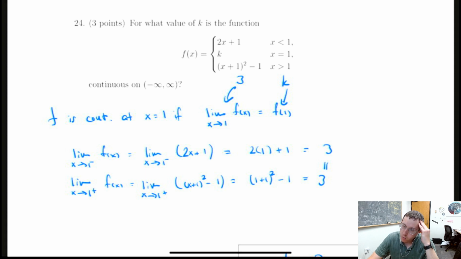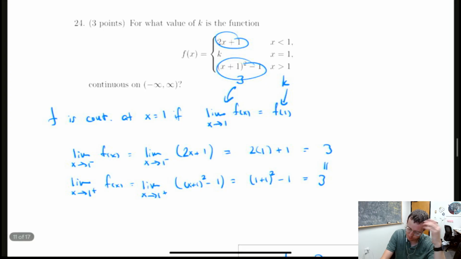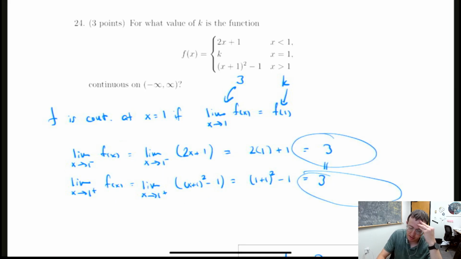The point... I assume you're referring to the left and the right one-sided limits. The point is that in other problems, there might be k's involved in not just the f of 1 term, but in the first and last cases. And so when I do this limit computation, I might get expressions that depend on k.